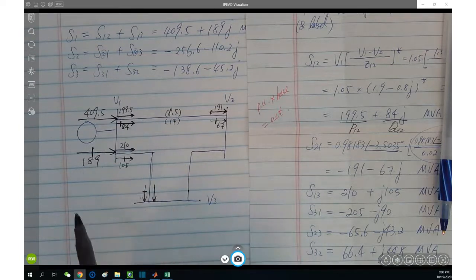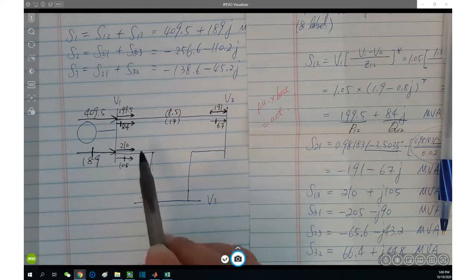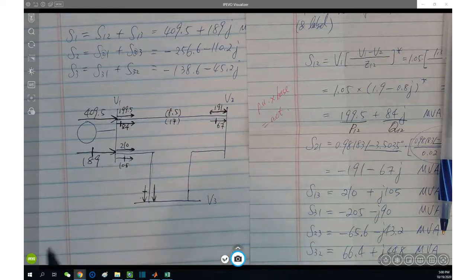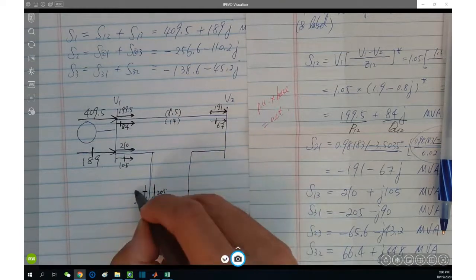Which side it is actually doesn't matter, because you have the power symbols to differentiate which is active and which is reactive power. However, you need to keep the active power on one side of the line and the reactive power on the other. All right, this is how you decide which side is which. And this is S31: you have negative 205 and negative 90.